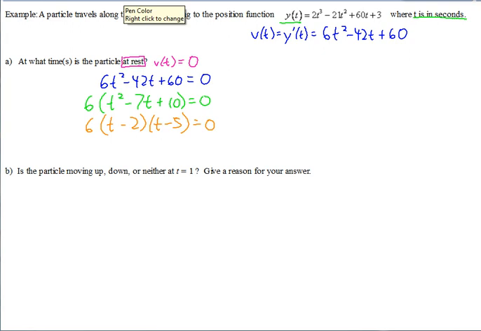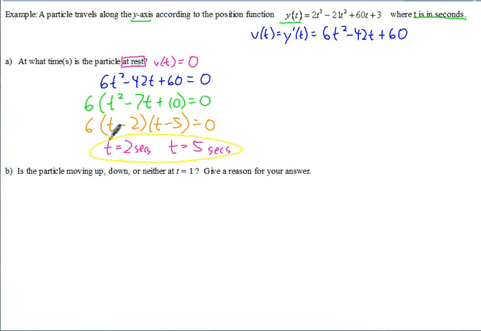And then if we set these equal to 0, 6 will never equal 0. If you set t minus 2 equal to 0, you get t equals 2. If you set t minus 5 equal to 0, you get t equals 5. And the units for time are seconds, so both of these would be seconds. They're both positive, so they both do make sense. This is what the particle's stopping times are. In this case, there's 2 times.